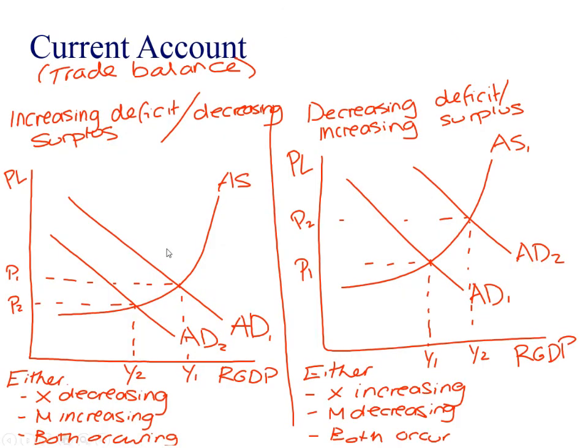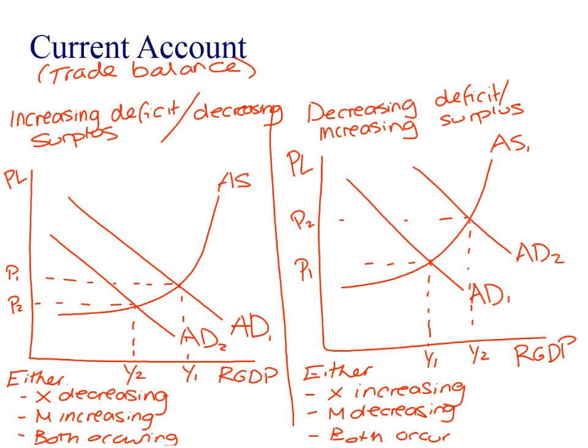But here it is on a diagram. So an increasing deficit or a decreasing surplus, really looking at the trade balance here, the X minus M on the end of your AD equation. So AD reducing, we've got deflation here, more likely to be disinflation to be honest, and a reduction in real GDP.